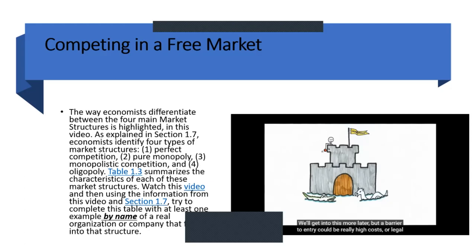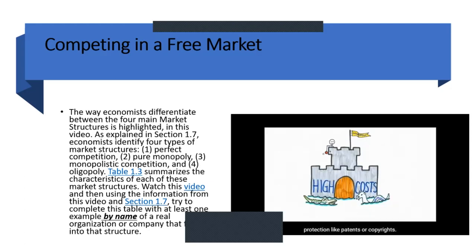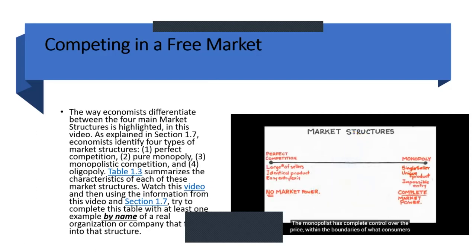We'll get into this more later, but a barrier to entry could be really high costs or legal protection like patents or copyrights. Given all of these characteristics, only one producer, a unique product, and no one else can get into the industry to compete with you, how much market power, ability to control price, does the monopoly producer have? The monopolist has complete control over the price within the boundaries of what consumers are willing to pay.